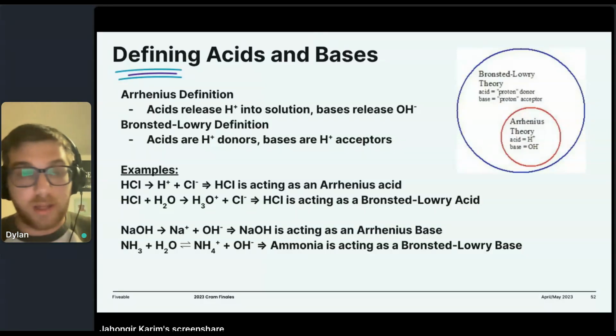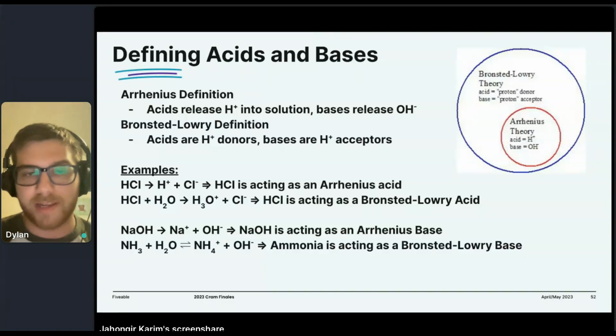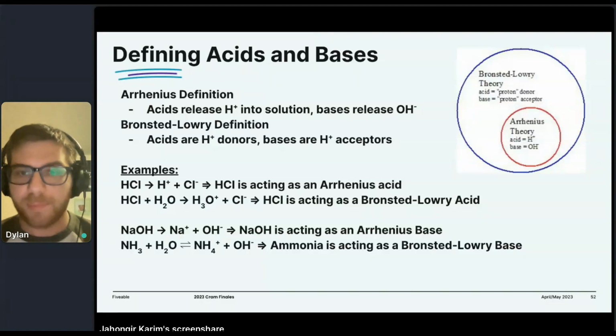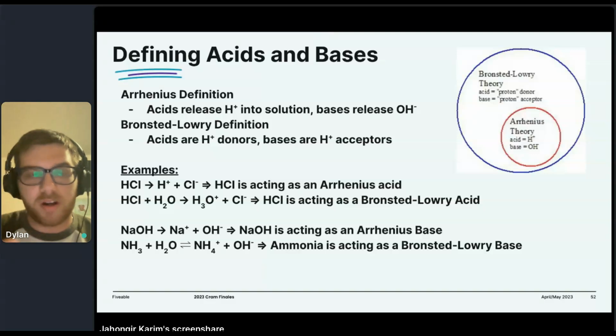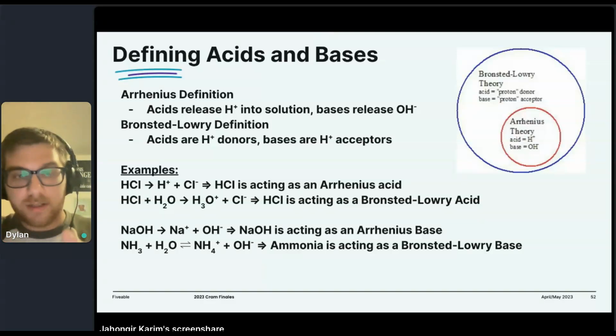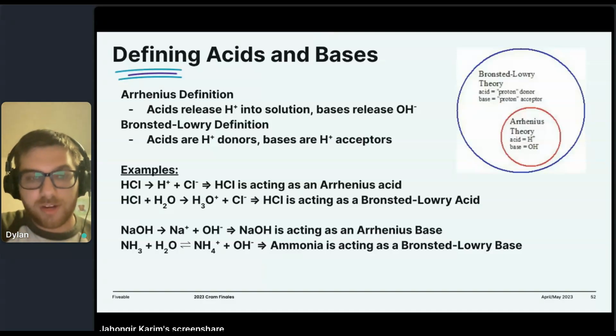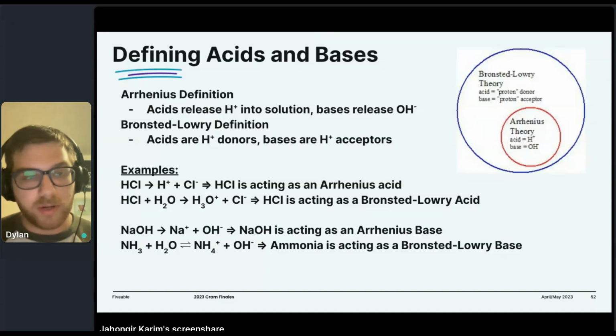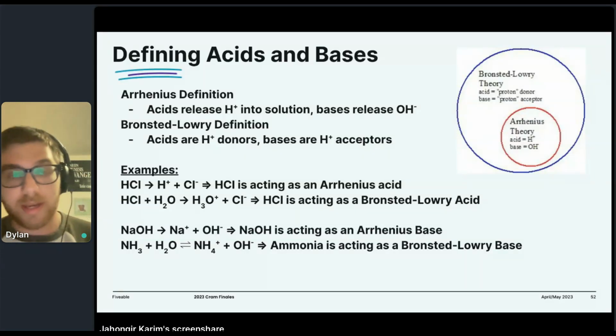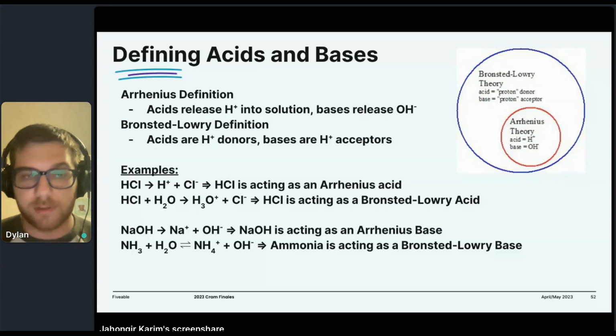Similarly, we look at ammonia, something that actually doesn't release OH into solution. It is not an Arrhenius base. However, it's a Bronsted base because when we react it with water, water will act as an acid and donate a proton to ammonia, creating ammonium and hydroxide ion, creating a basic solution. So that's our basic definition of an acid and base.